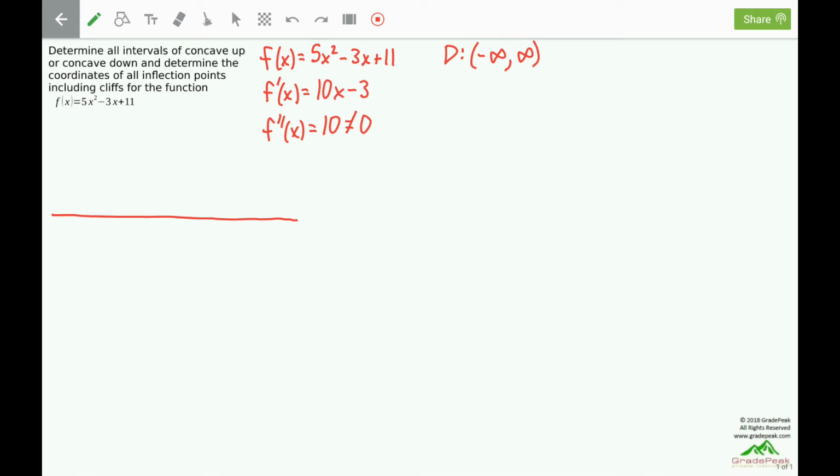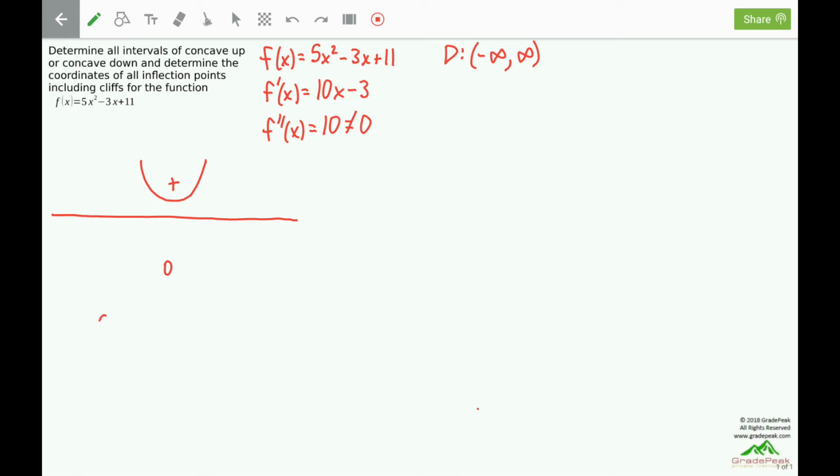We can now pick a test value somewhere on this interval of the entire domain, which is negative infinity to positive infinity. 0 is within that interval. And we can plug it into the second derivative to test the concavity. The second derivative has no x's to plug into. It's a positive 10, which means that the second derivative will stay positive 10 everywhere since there's no x's to plug it in. And a positive second derivative corresponds to concave up.